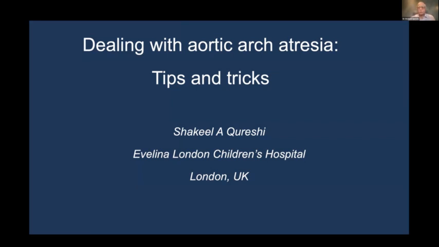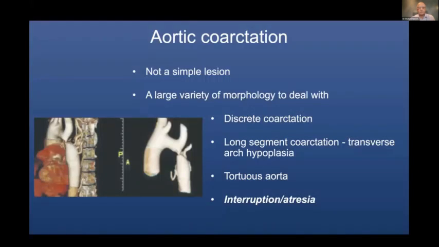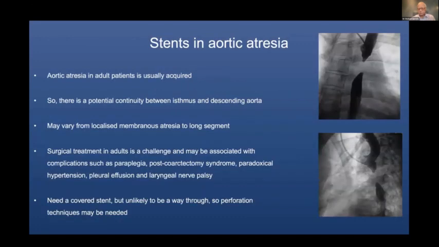So I'm going to deal with aortic arch atresia and how to deal with them. These are my disclosures. As you've probably seen already, aortic coarctation is not a simple lesion. There's a lot of morphologies to deal with. There's a discrete coarctation. You can have a long segment coarctation. You can have associated transverse arch hypoplasia, tortuous aorta, where there is malalignment between the proximal and the distal aorta, and then the extreme form, aortic arch atresia.